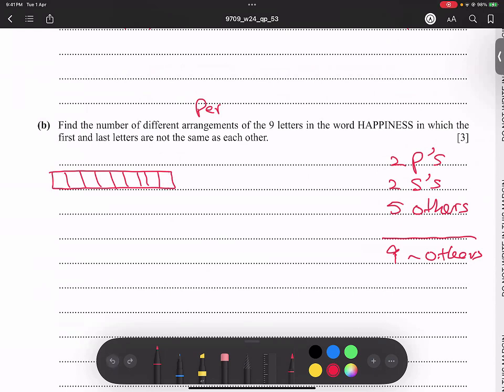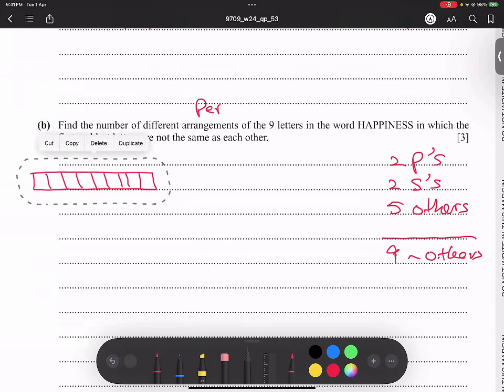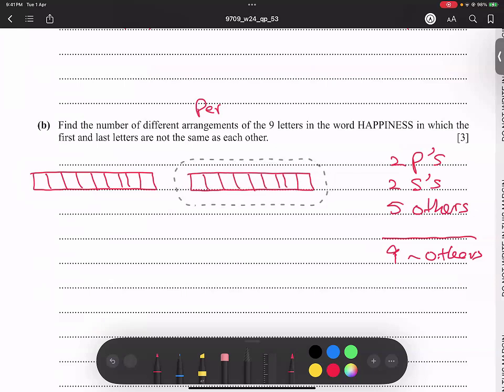I think I should make a copy and paste, because I needed two options for this. One, if PP comes in the beginning, or second, if SS comes, because he said that first and last letter are not the same. Sorry, they are not the same, but we are doing the opposite. So first I plan if they are the same, find them first of all and subtract from total.